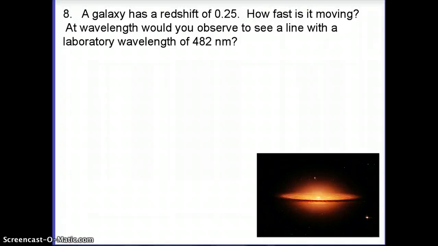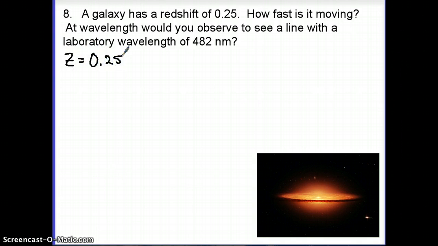So let's look at problem 8 from your packet. We're given in this problem the redshift of some galaxy. In the next unit, we're going to talk about galaxies, and we're going to see that they are very frequently red-shifted and not blue-shifted. So that's our value of z. And it is supposed to be positive for a redshift, so I don't need to make anything negative.